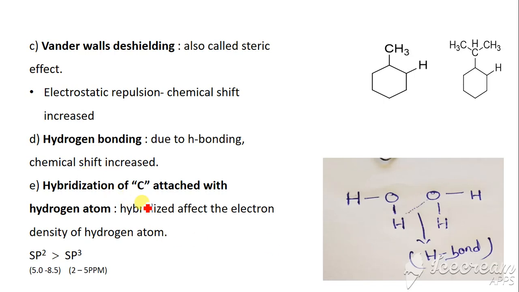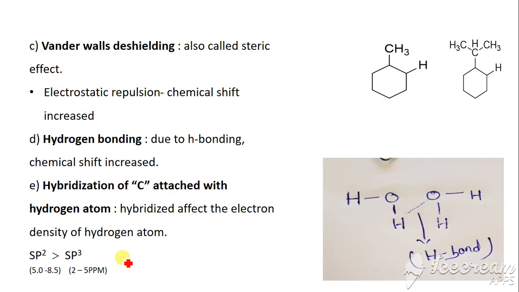Because of hybridization, the carbon attached to a hydrogen atom, for example, this is sp2 hybridization and this is sp3 hybridization. In sp2 hybridization, s character is high compared to sp3 hybridization, and because of the high s character, the hydrogen atom is very near to the carbon atom in sp2 hybridization compared to sp3 hybridization. So because the hydrogen is very near to the carbon atom, the carbon attracts the hydrogen atom with very high attraction.